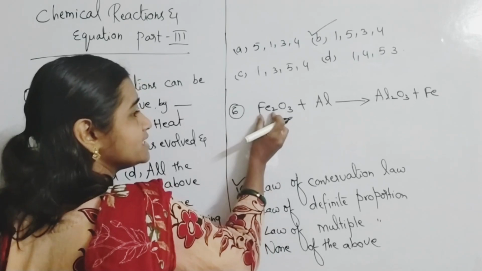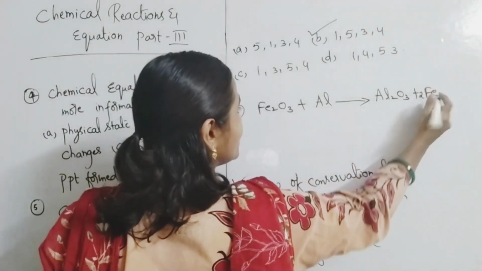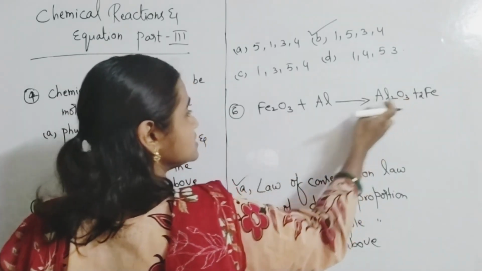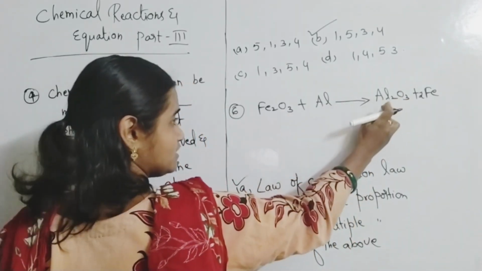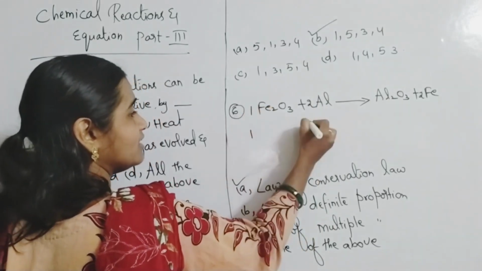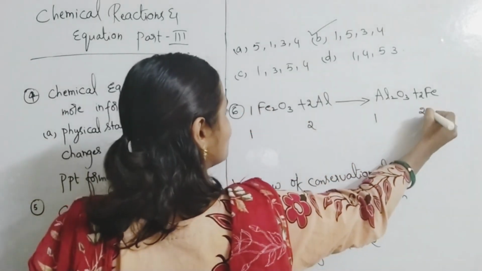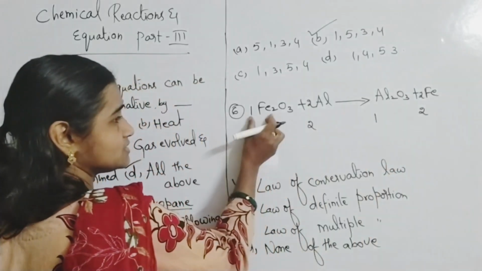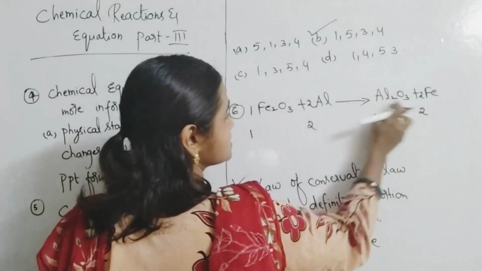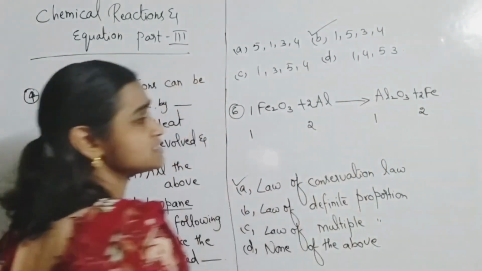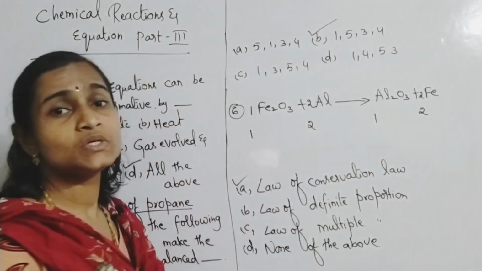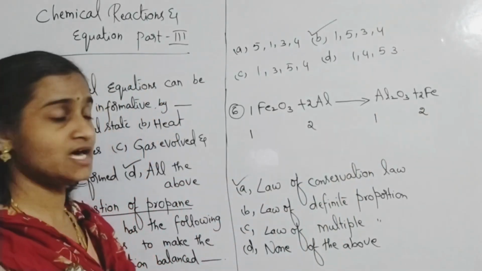Here 2 irons are there, here 1 iron only. So to make 2 irons I am keeping the number 2 here. Here 3 oxygens are there, 3 oxygens are there. 1 aluminium is there, but here 2 aluminiums are there, so I need to keep 2 here. So now the coefficients are what? 1, 2, 1 and 2. Now check: 2 irons, 2 irons; 3 oxygens, 3 oxygens; 2 aluminiums, 2 aluminiums. So the coefficients of each substance are 1, 2, 1, 2. You have to check and identify the answer like that.